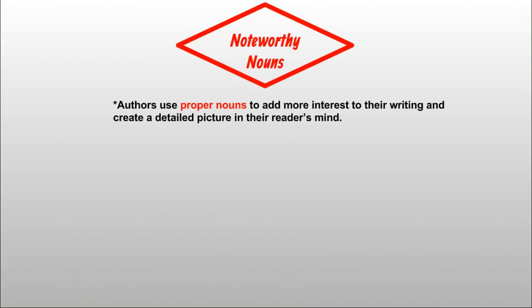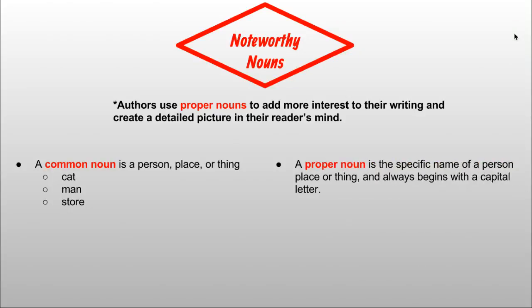So, authors use proper nouns to add more interest to their writing and create a detailed picture in their reader's mind. So we'll review that a common noun is a person, place, or thing, such as cat, man, or store. We also have proper nouns, and a proper noun is the specific name of a person, place, or thing, and always begins with a capital letter.